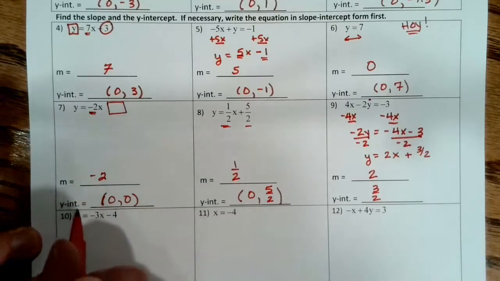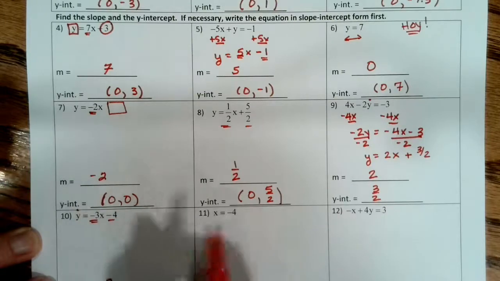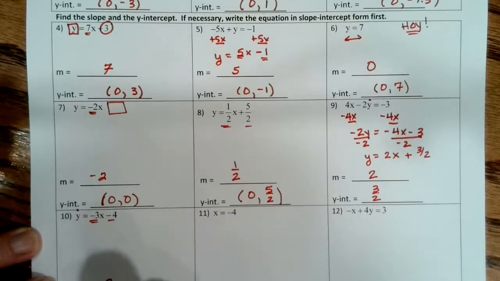My y is already solved for. My slope is -3. My y-intercept is -4.